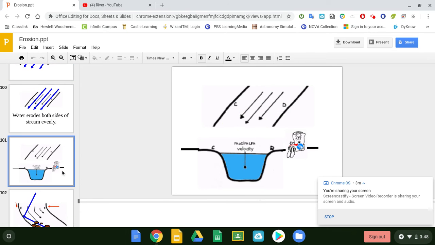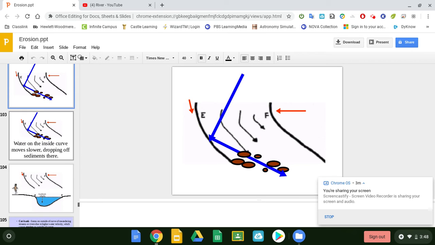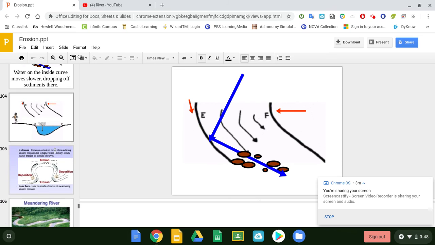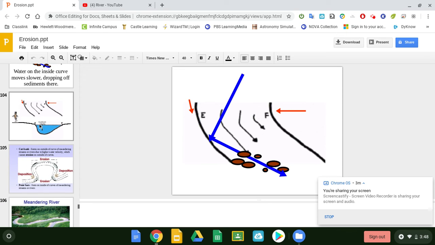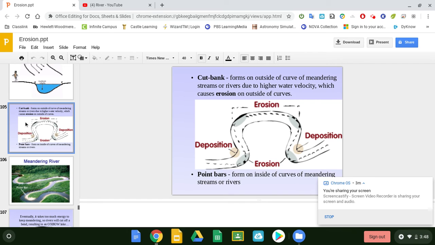All right, same thing. Outside, erosion. Inside, deposition. That's what's going on throughout all these. Wherever the curve is, the outside of the curve is going to be erosion, the inside is going to be deposition. And that brings us here. So now you don't have to worry about the terms, but you got to worry about what's going on.